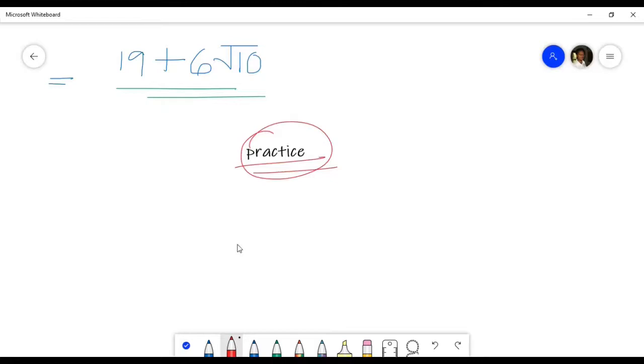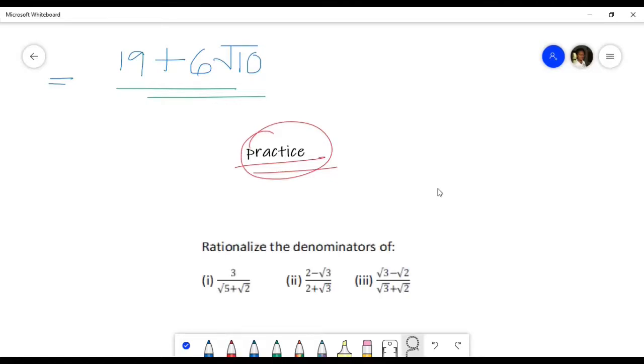So there's a homework that I'm giving you. Rationalize the denominators of these three questions. Okay, do these three homework questions as you practice and learn.